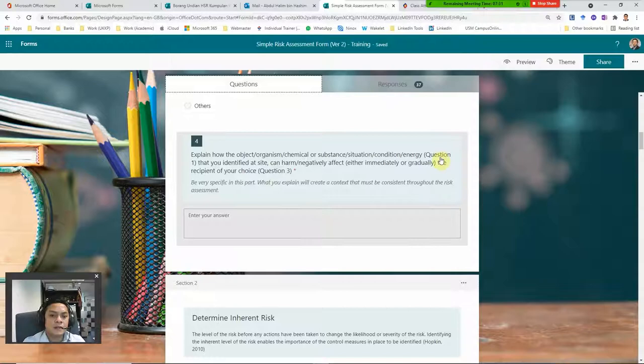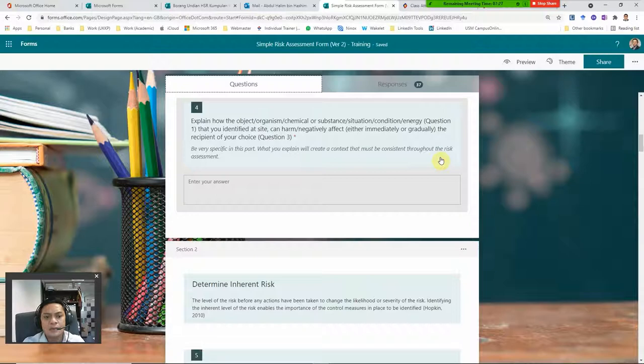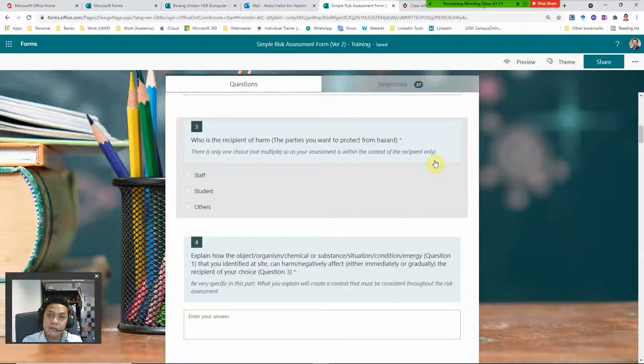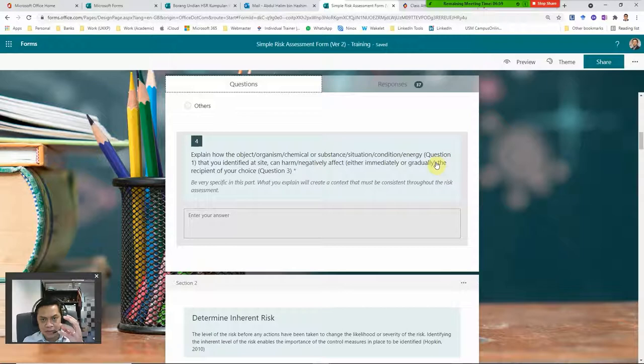And another component will be the how. Question number four asks you to explain how that hazard can affect the recipient of your choice. So you already know your hazard, and you already know who is the recipient, the people that you want to focus on. Now you want to know how. How does the hazard that you have identified and these people, either workers or other people, meet? You have to explain.